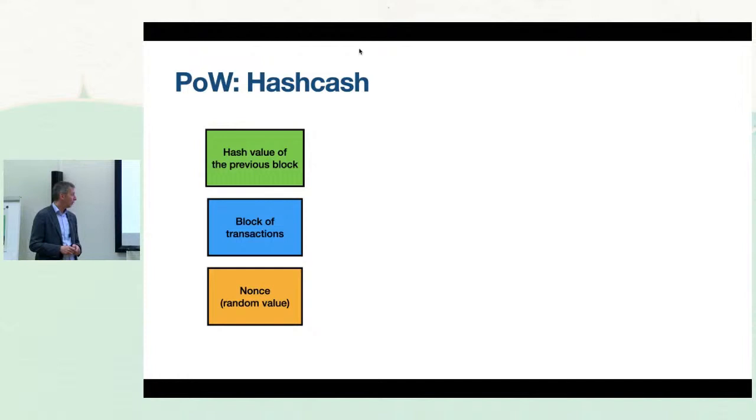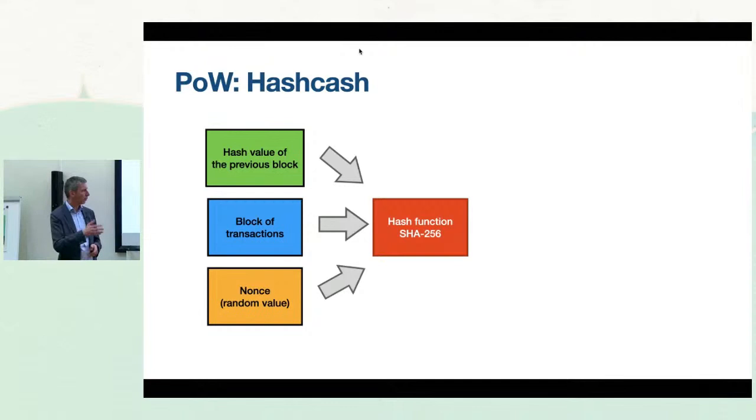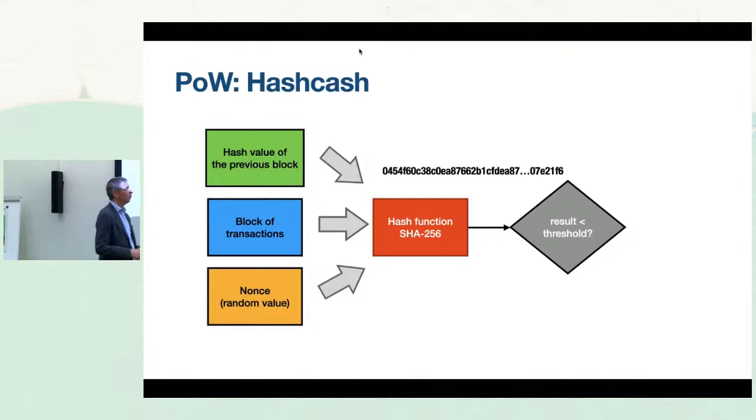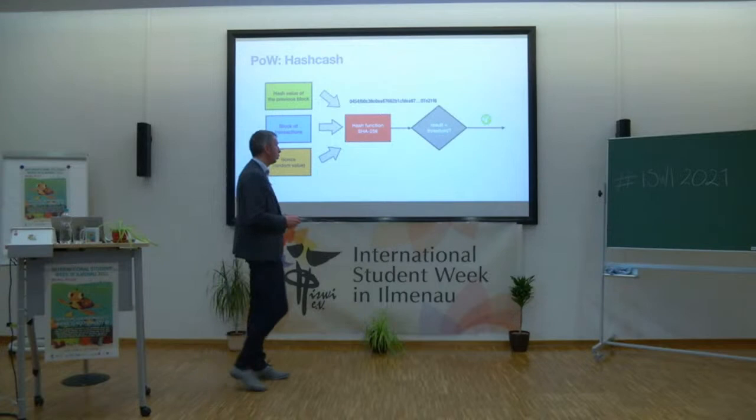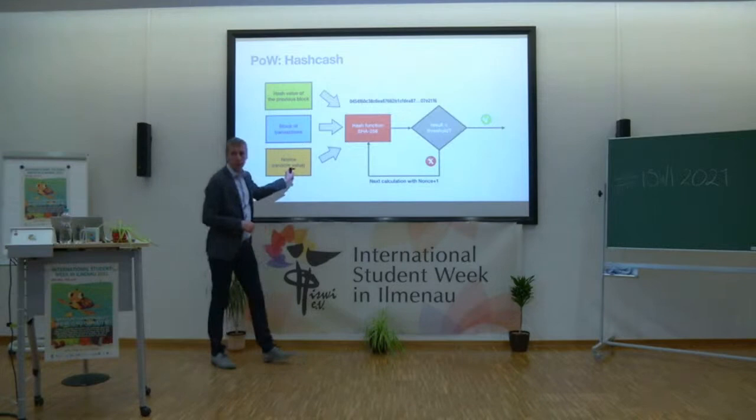Then we apply a hash function, something like this. You know, the math is not relevant here. So we get a number like this. And then we just check if this number is less than a certain threshold, which is predefined. And if yes, then we have solved our task, and we have this block. And if no, then we have to do it again, and we do it with the next number here.